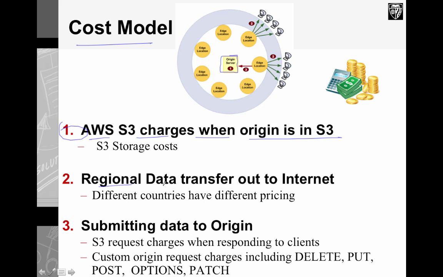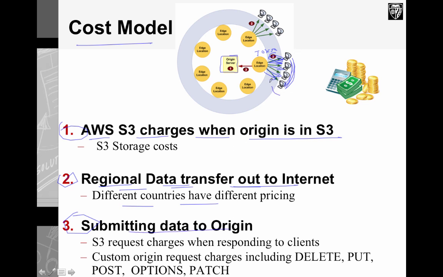There is also regional data transfer out to the internet. Let's say your edge location is in Tokyo, then the users are coming in from Tokyo and nearby cities. All those users are being served content out. There's a price that you have to pay for that. That's the regional data transfer out to the internet. And different countries have different pricing. So you have to think about that. That's the second portion.